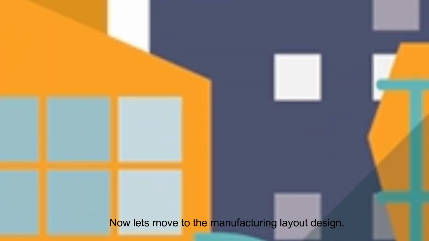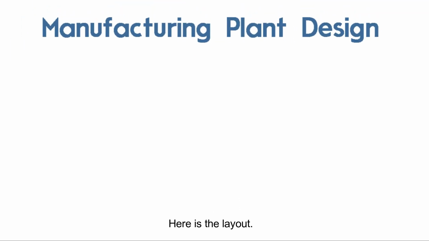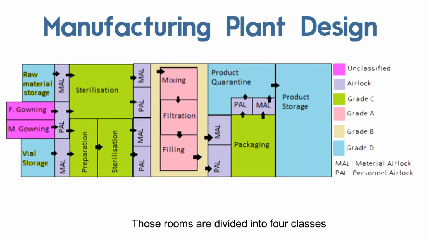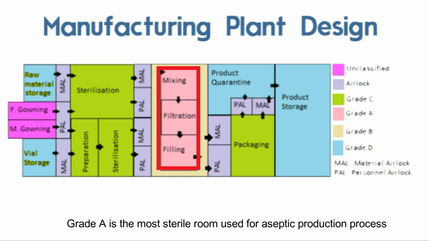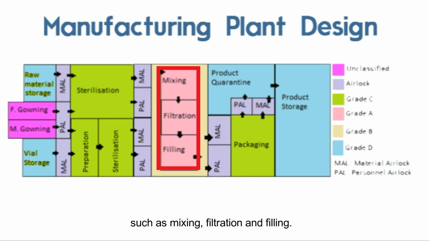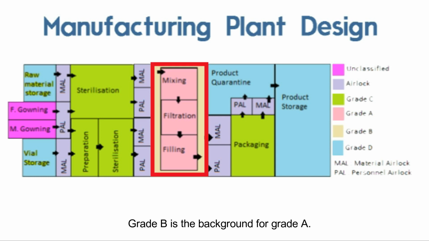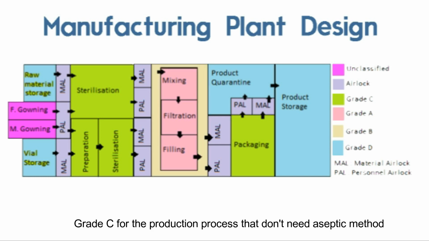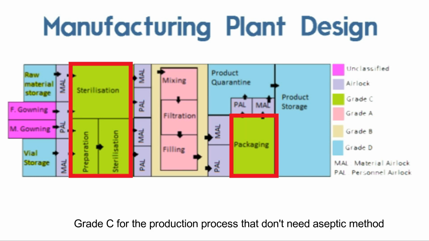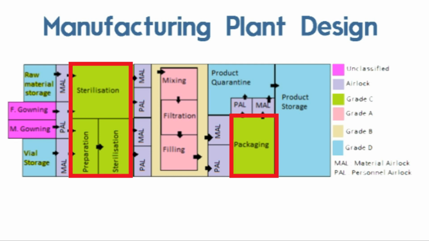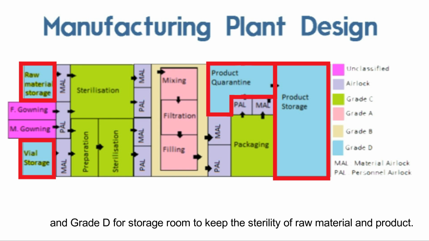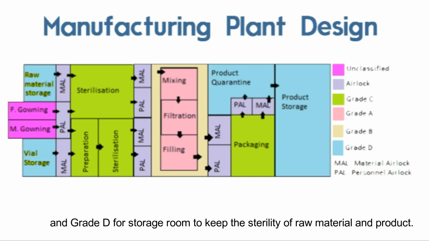Now let's move to the manufacturing layout design. Here is the layout. Those rooms are divided into 4 classes based on the function and sterility. Grade A is the most sterile room used for aseptic production processes such as mixing, filtration, and filling. Grade B is the background for Grade A. Grade C is for the production processes that don't need aseptic method such as preparation, packaging, and sterilization. And Grade D is for storage room to keep sterility of raw material and product.